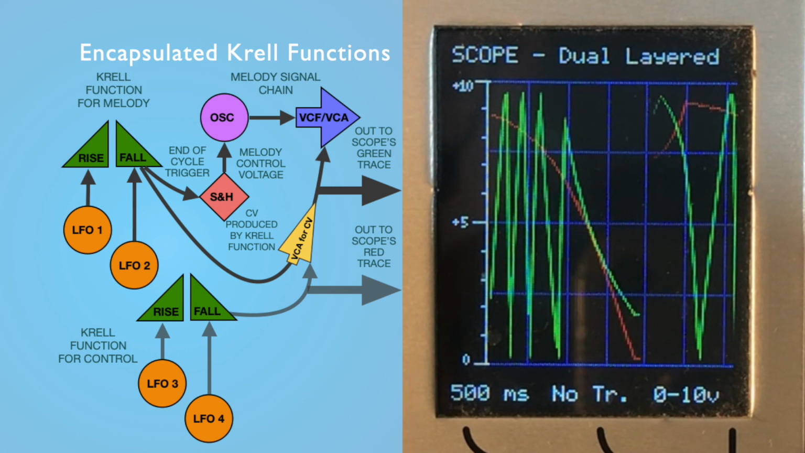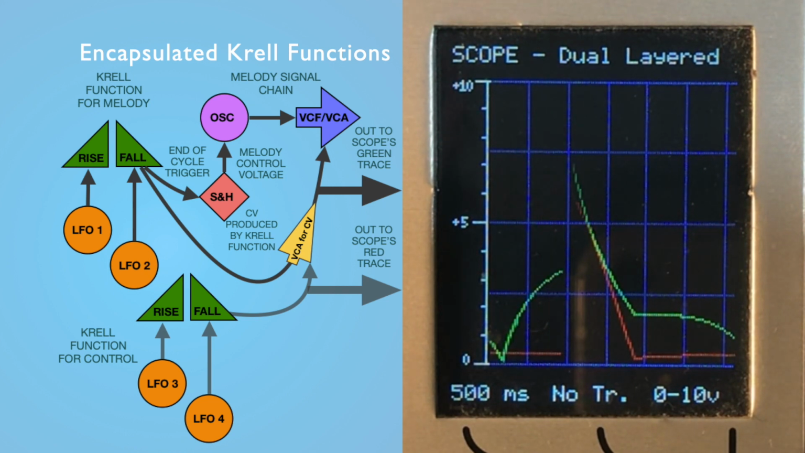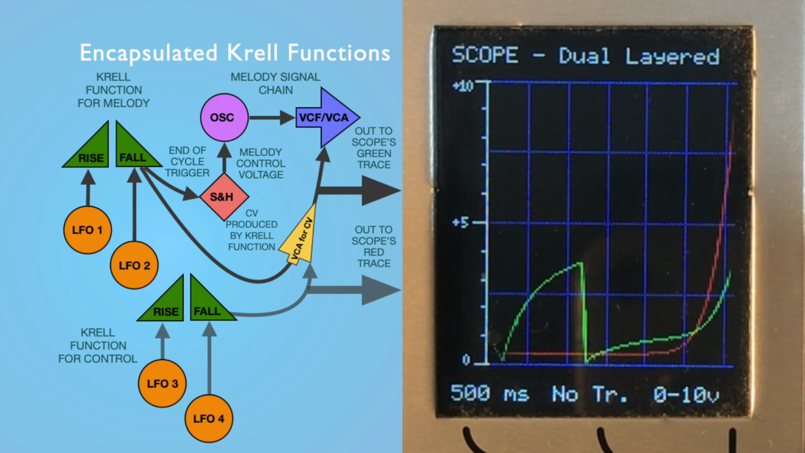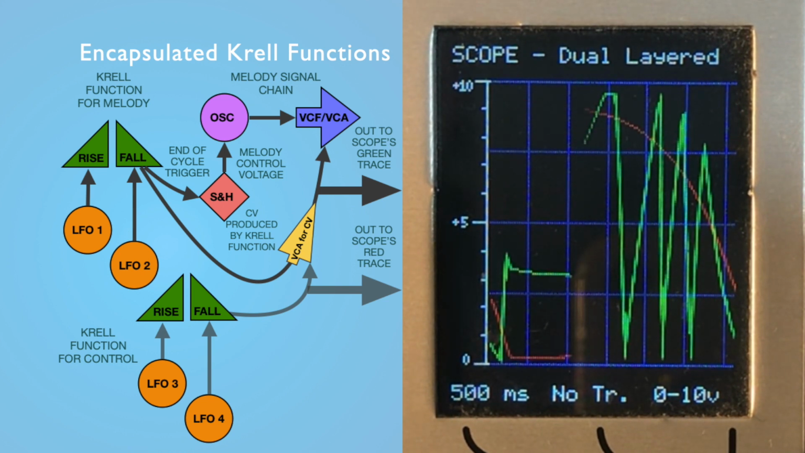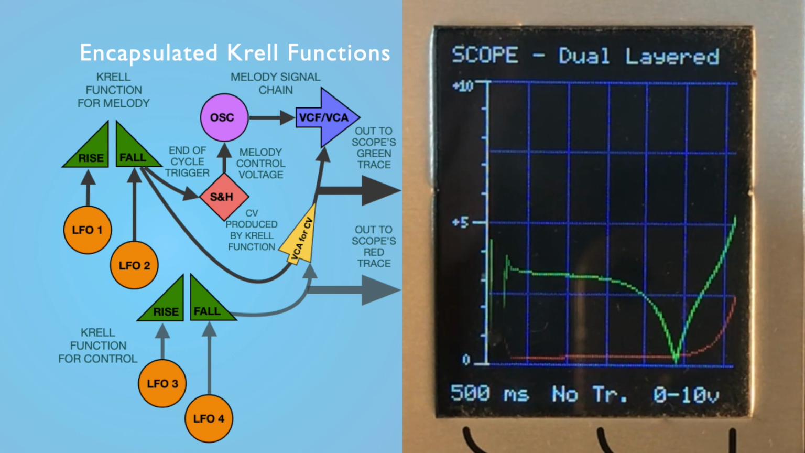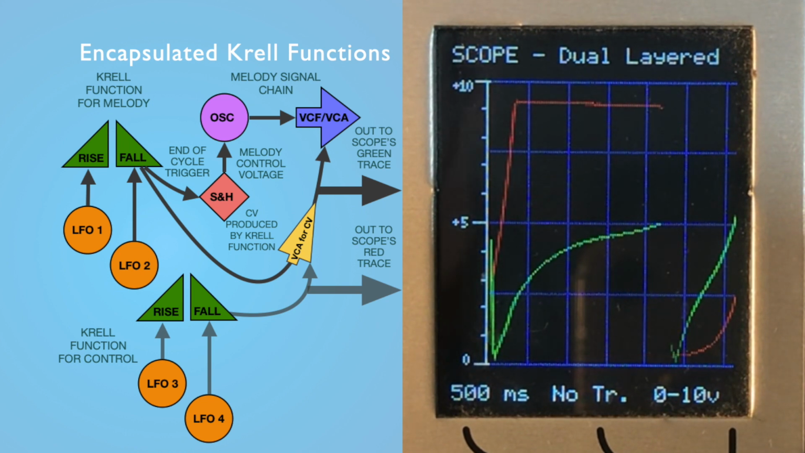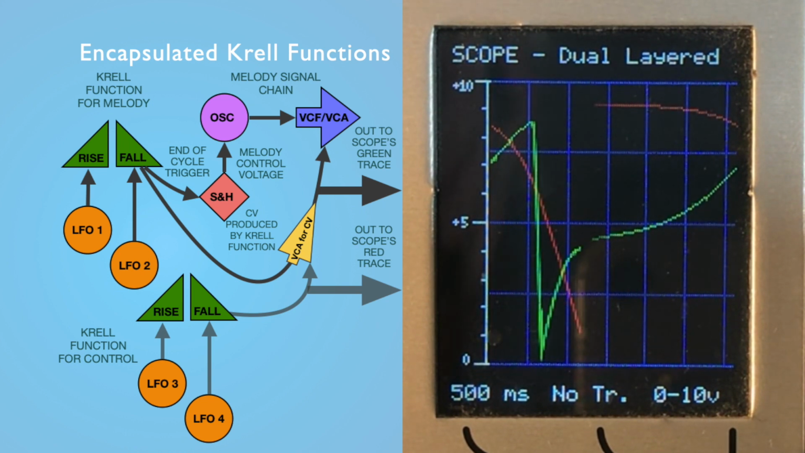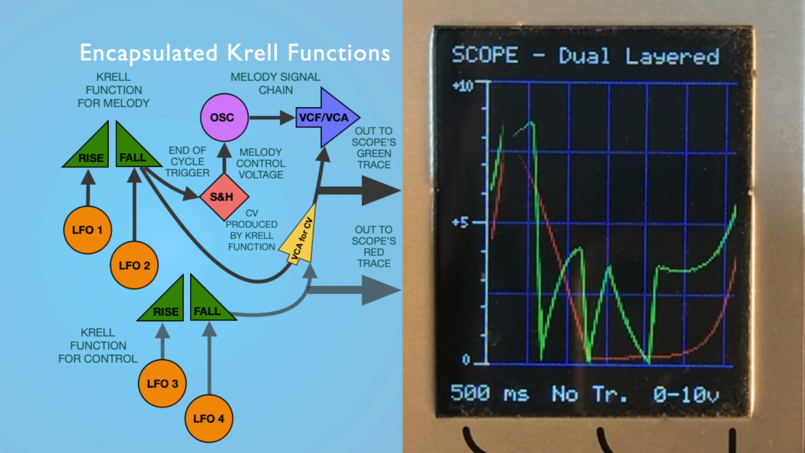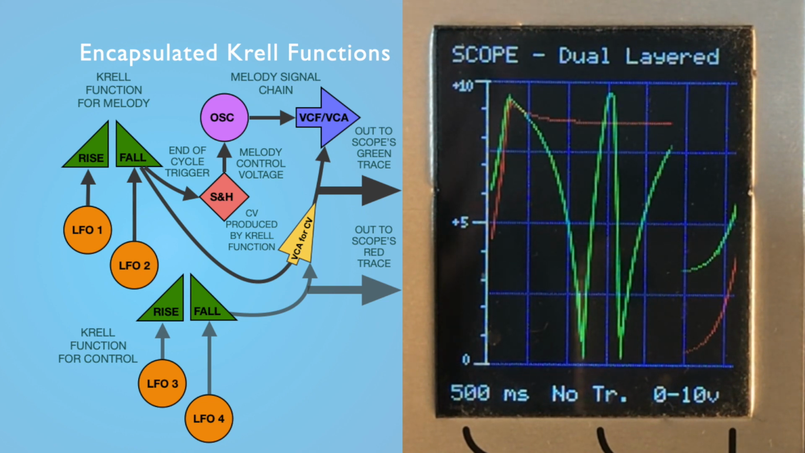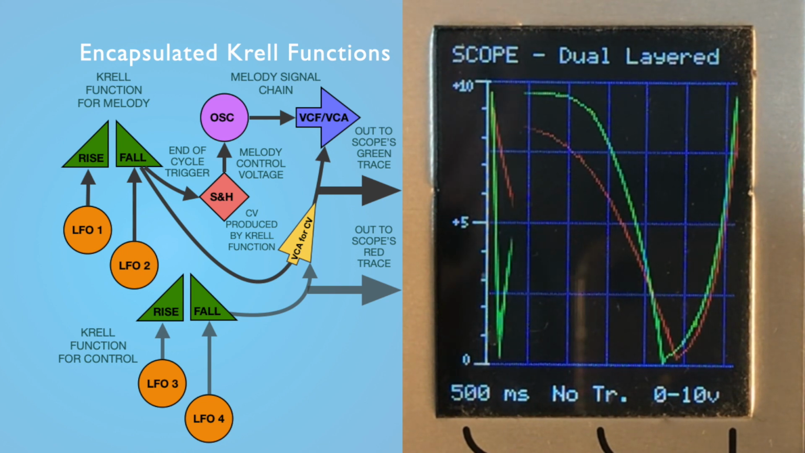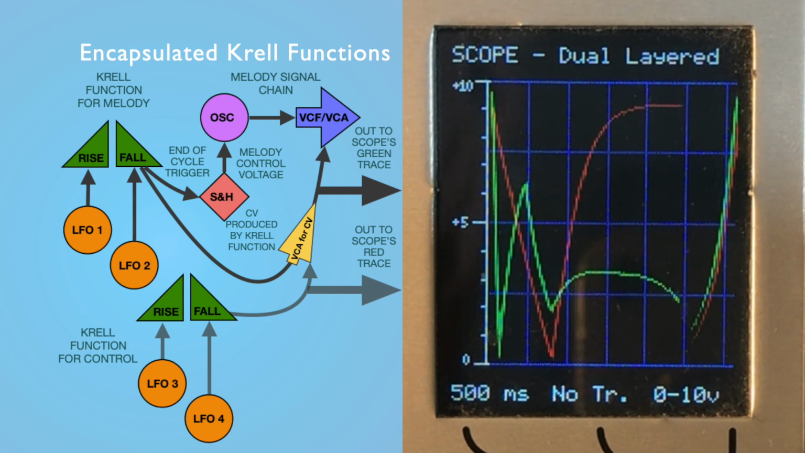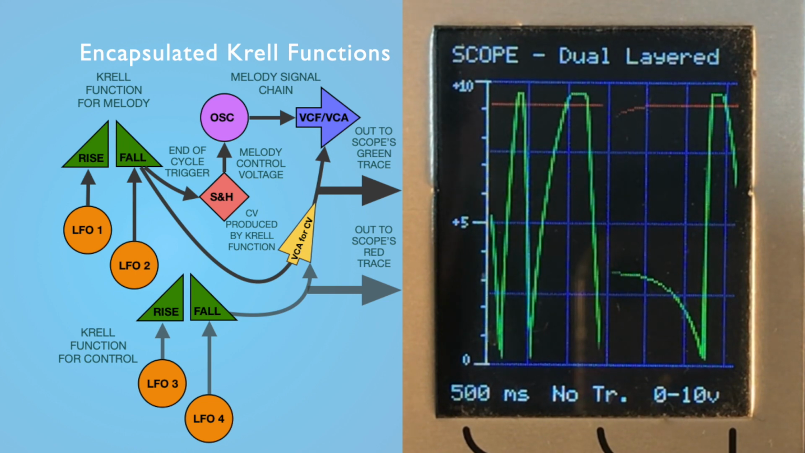So if you keep your eye on the scope, you'll see that I've now created a Krell voltage that doesn't always reach the top of its range. And in fact, if you watch the red trace and the green trace, you'll see that there's a correlation. The higher that the red trace gets, the higher that the green trace is able to be, since the red trace is controlling a VCA that's passing that voltage.